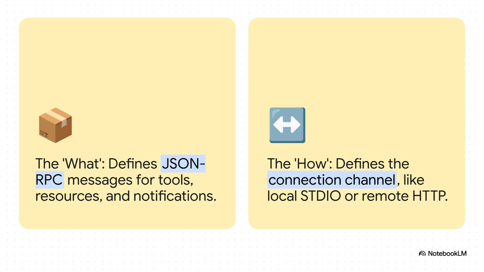The protocol itself is cleverly split into 2 distinct layers. First, you have the data layer. You can think of this as the what. It defines the actual messages, the vocabulary, like here are my tools or here's a notification. And then you have the transport layer. This is the how. It defines the pipeline, the actual connection itself. It could be a super fast local connection right on your machine, or it could be an HTTP connection to a server halfway across the world.